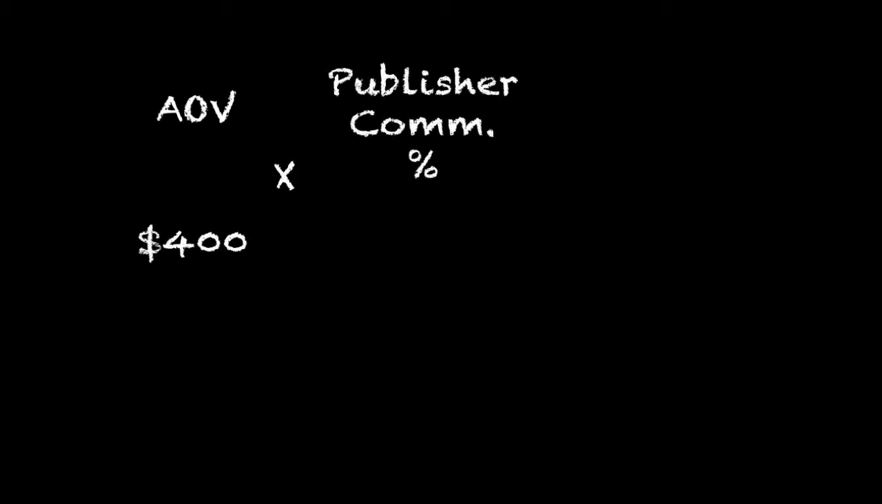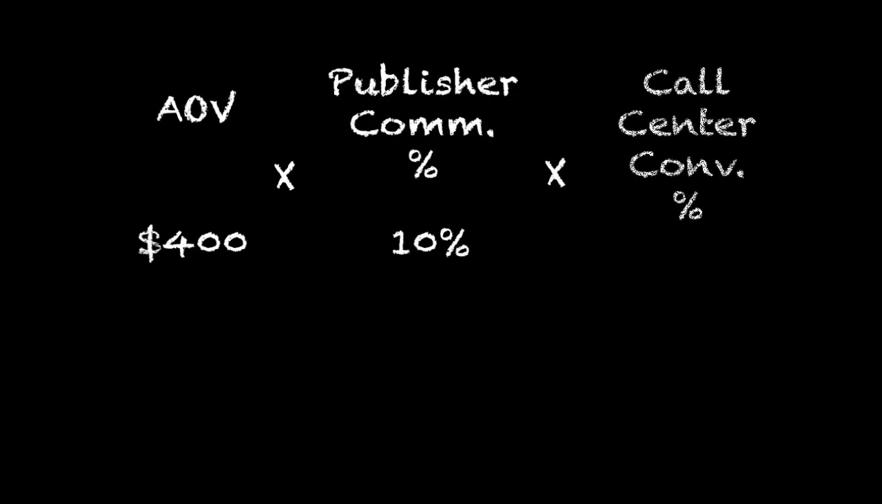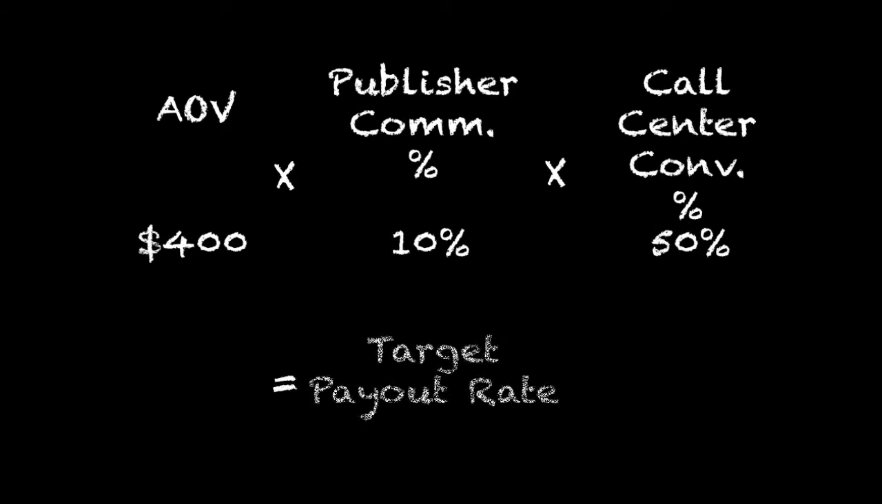Now let's talk about payouts. You can customize your pricing to help you achieve your target ROI objectives, and here's how we recommend you do it. Let's say your average order value online is $400, and you pay publishers 10% of that, or $40 per order. If your call center has a conversion rate of 50%, and the average order value is the same or higher, you should be willing to pay roughly $20 per order.